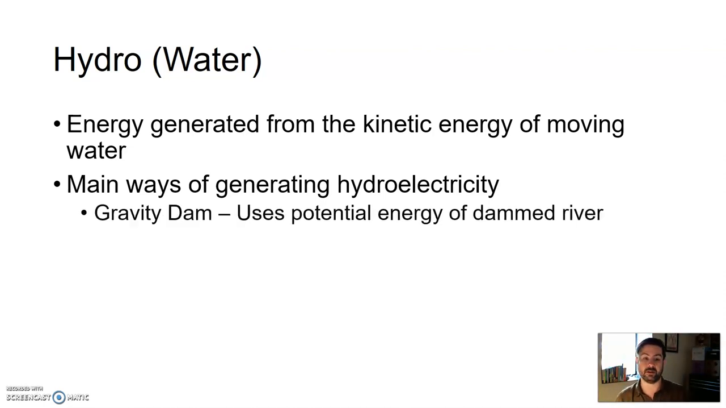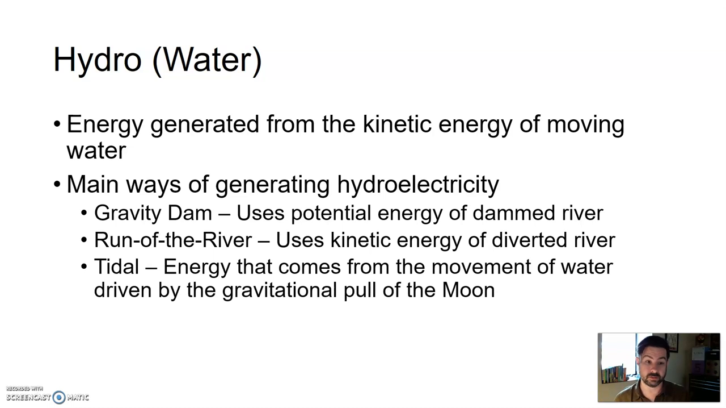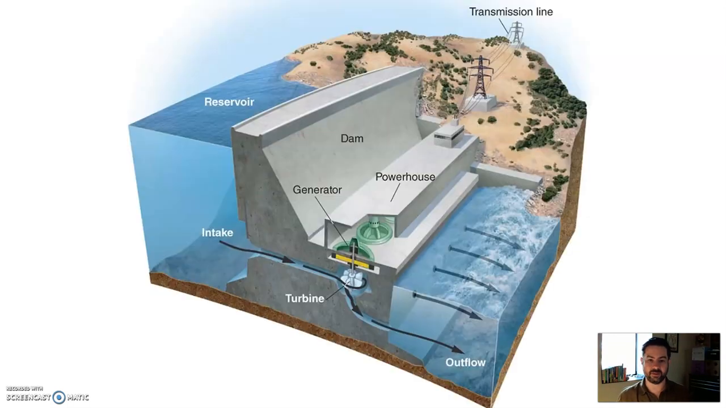The main ways of doing that are using gravity dams or something called run of the river, as well as tidal technology. In all of these cases, we're using moving water to spin turbines, and those turbines are connected to generators. The turbine spins the generator, which generates electricity. Catching on? So gravity dams, these are the big dams that we think of, like the Hoover Dam.